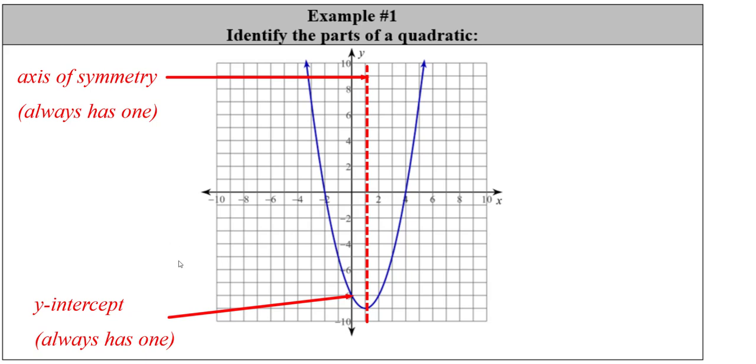So we always have one axis of symmetry. We always have one y-intercept. All right, let me do our next one. Let me point to this guy right here.